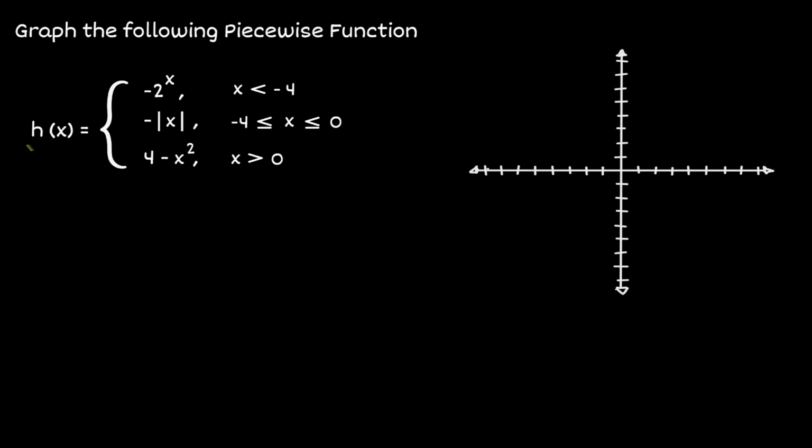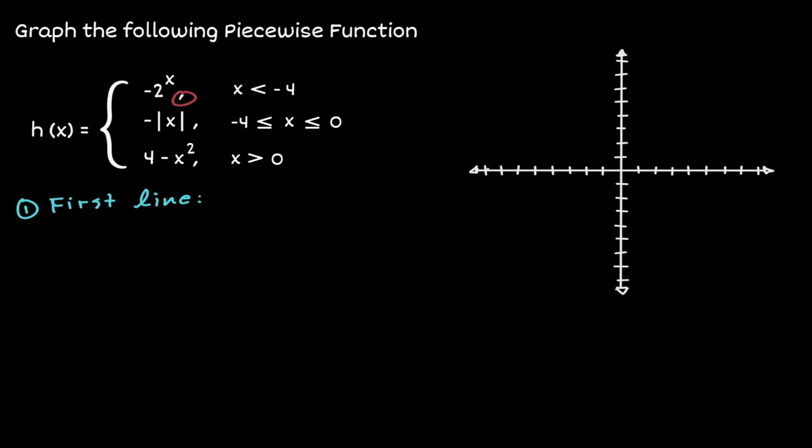Let's say that we want to graph the piecewise function of h of x. This piecewise function is made out of three little sections. The section displayed in the first line, the section displayed in the second line, and the section displayed in the third line. Let's concentrate on the first line.